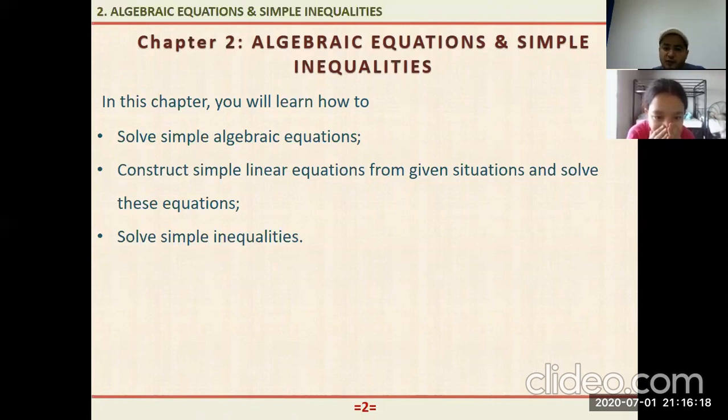And solve simple inequalities. Especially, I mean, two important things. Number 1 is we will learn how to solve algebraic equations. That is the most important topic here, okay?